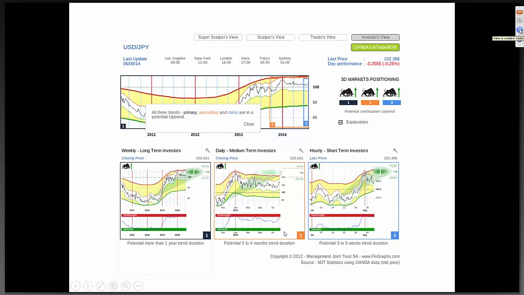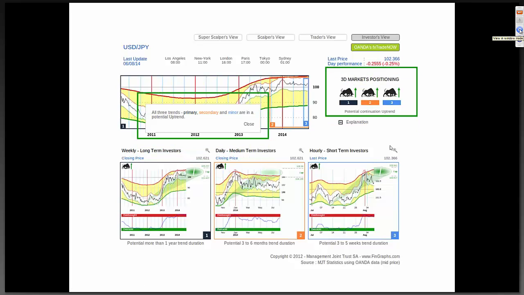Dollar yen, over an investor's view again, long term. The weekly, counting in quarters, is in a potential uptrend. The daily, counting in months, is also in a potential uptrend. The hourly, counting in weeks, is also in a potential uptrend. All three potential trends are in an uptrend, a potential continuous uptrend, labeling on the 3D markets positioning box. This is at-a-glance analysis of trends.